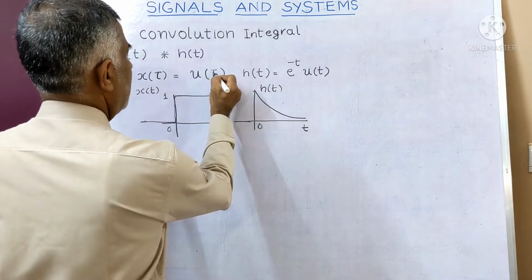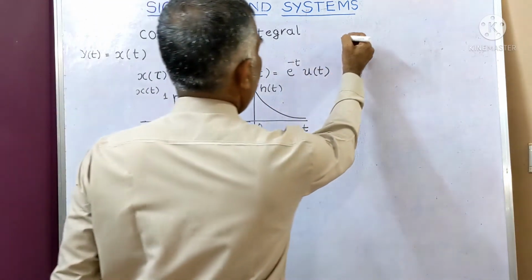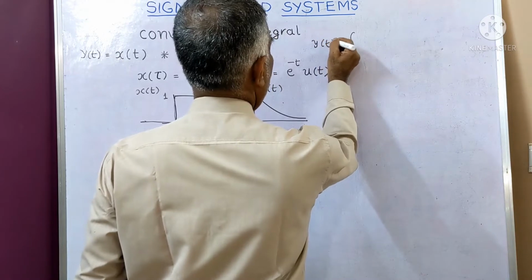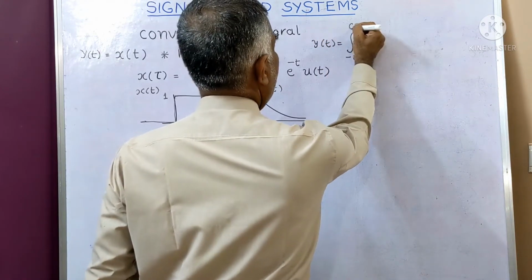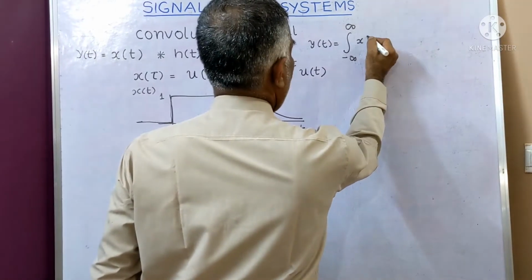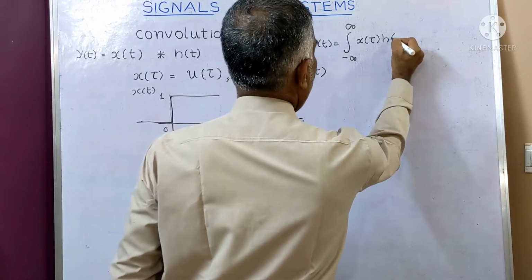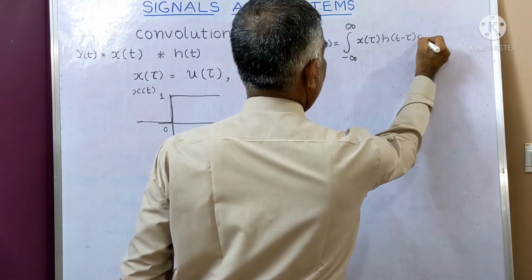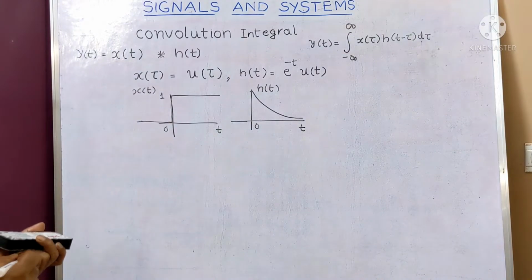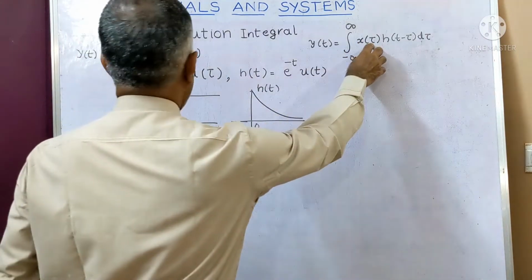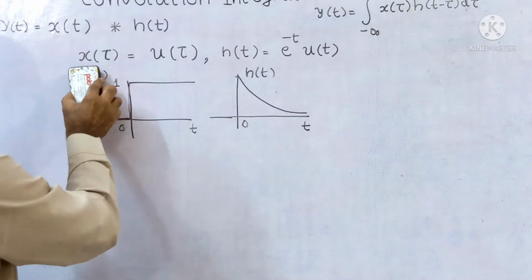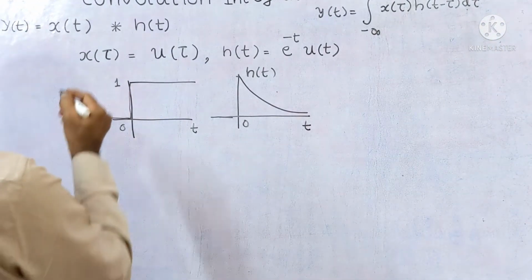The reason is the convolution integral is y of t equals the integral from minus infinity to plus infinity of x of tau h of t minus tau d tau. So that is why we need x of tau here. So this is x of tau. Now this has become x of tau.